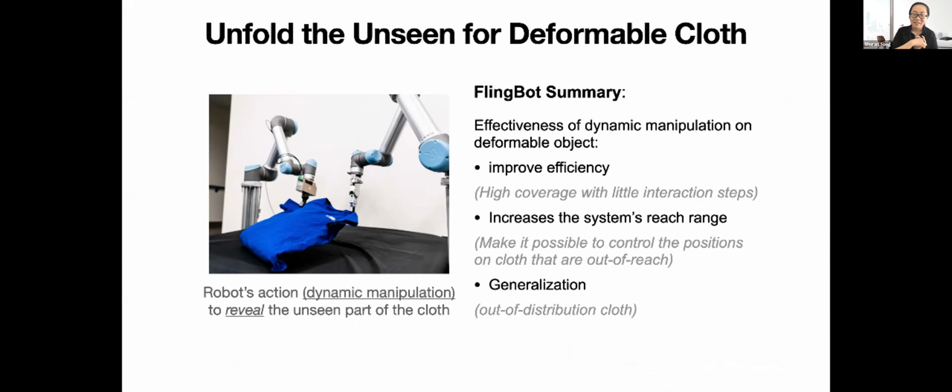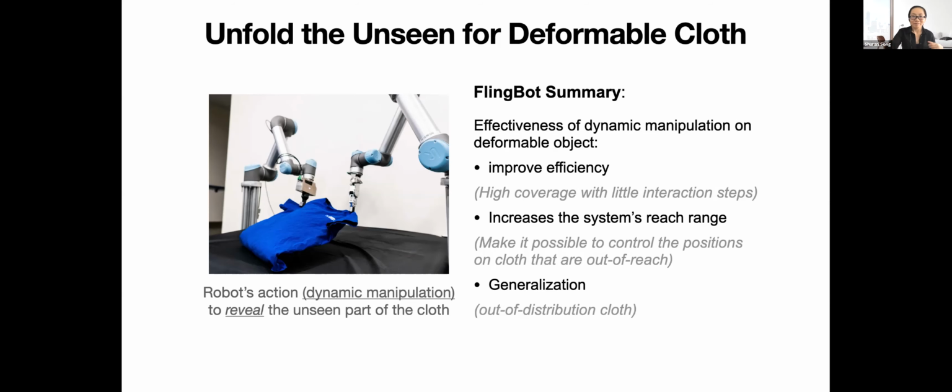So to summarize, the goal of FlingBot is to demonstrate the effectiveness of dynamic manipulation for the task of cloth unfolding through a self-supervised learning framework. More specifically, by using dynamic manipulation, we are able to improve the system's efficiency, increase its effective reach range, and also achieve good generalization to out-of-distribution cloths. For example, we train on only rectangular cloth, but it also works on t-shirts.